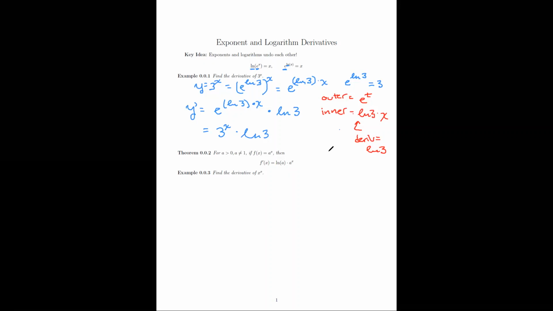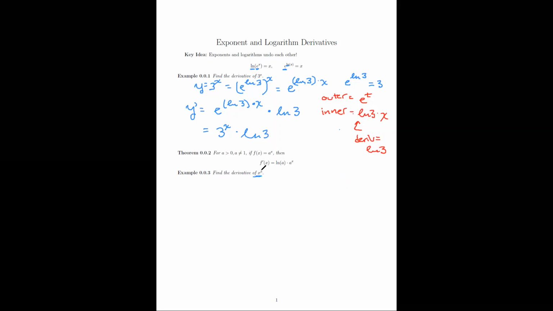So now, we know what to do if x is the base, if we have something that looks like x cubed, and we know what to do if x is the power, if we have something like 3 to the x. What do we do if x is both the base and the power? If we have something like x to the x, what do we do then?